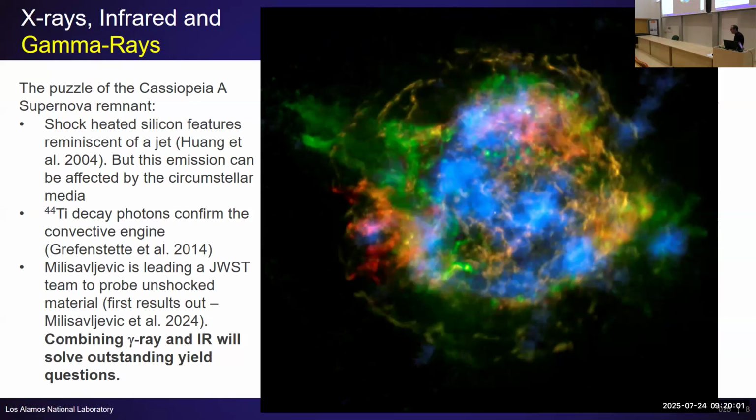So we have this data. If you just looked at the X-ray, you would have thought it had to be a jet. When you added low energy gamma rays, which is what NuStar sees, you see that it's probably more like a convective engine. And now we're looking in the infrared to see where is the iron that's associated with that titanium, because there's titanium where there's not iron, and that's really hard to do.